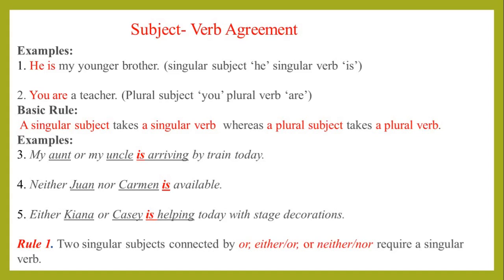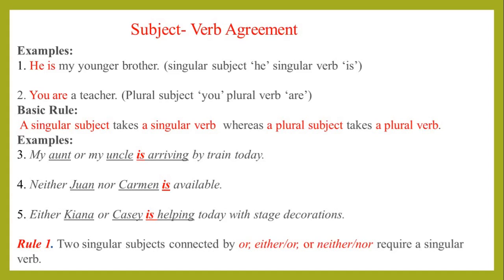So please observe the example third. My aunt or my uncle is arriving by train. Here in the sentence, two subjects, aunt and uncle, are used with the help of the connector or, and the verb is singular. In the fourth example, neither John nor Carmen is available. Here also, John and Carmen are two subjects and the connector used is neither nor, and the verb here is singular.